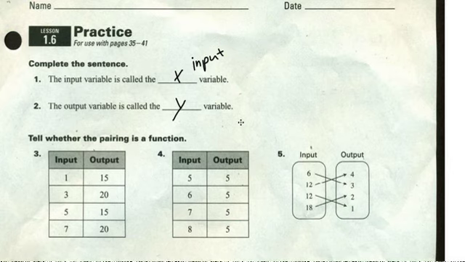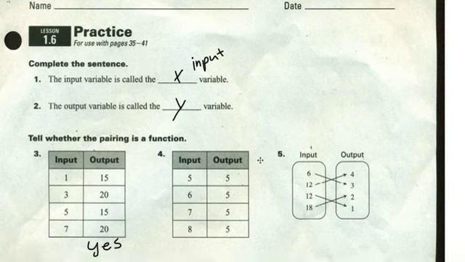We know we have two basic kinds of rules, one for a table or data and one for a graph. With the tables, we say that every x input needs a distinct y output. In other words, you can't have two of the same x inputs give you different y outputs. They would have to give you the same one. So if you look at number 3, our inputs are 1, 3, 5, and 7. So that's going to be okay. So this is a function.